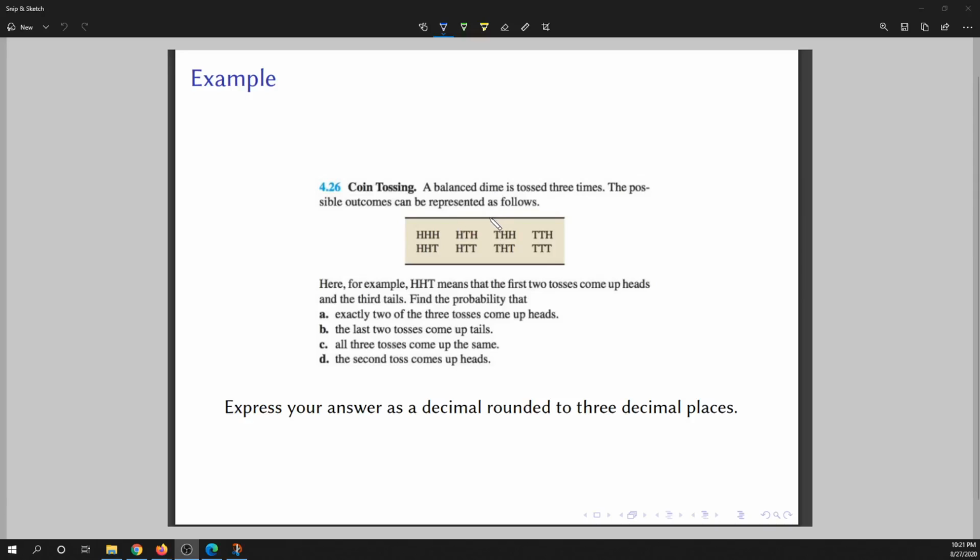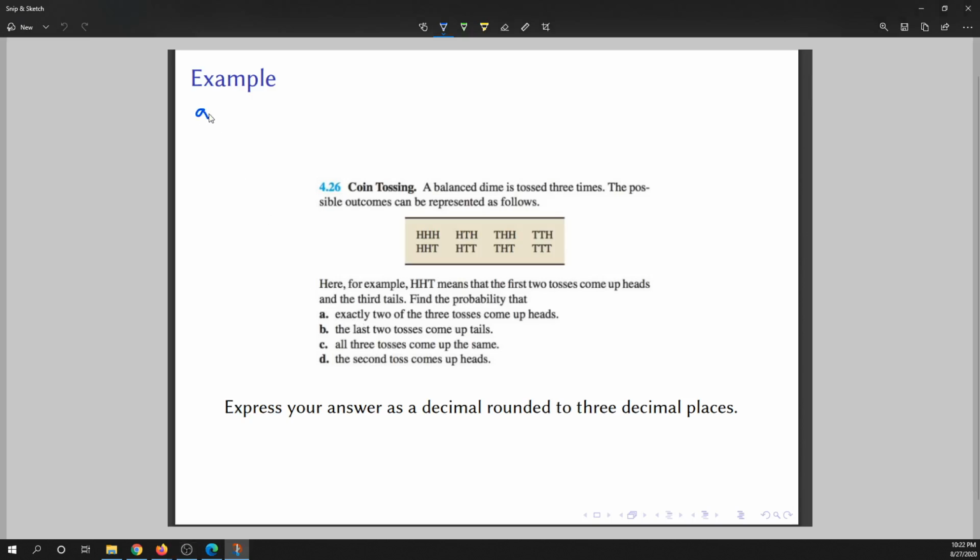All right, in this video, we are going to work the following problem. That's 4.26 from our book. All right, this is about tossing a dime 3 times. It says a balanced dime is tossed 3 times. The possible outcomes can be represented as follows in this little table here. All right, and so now we want to calculate some probabilities.